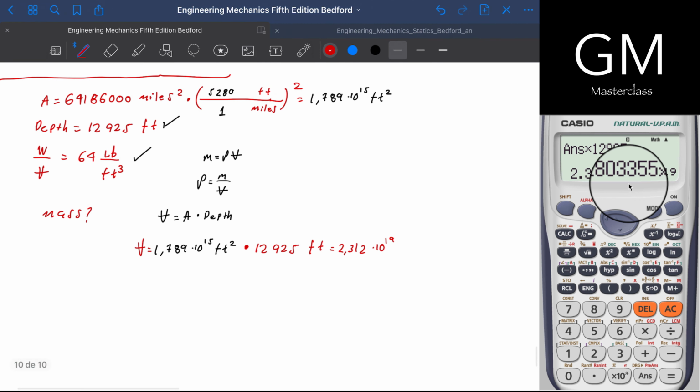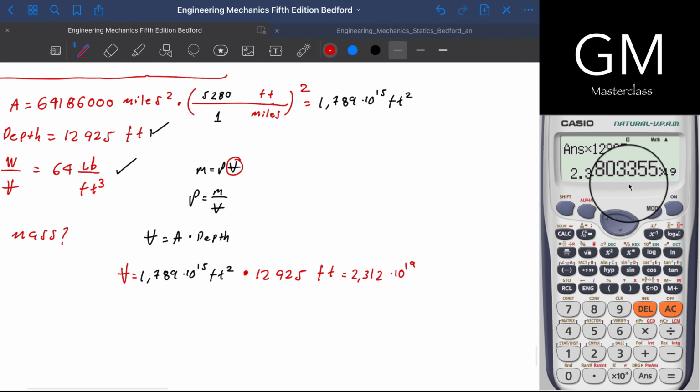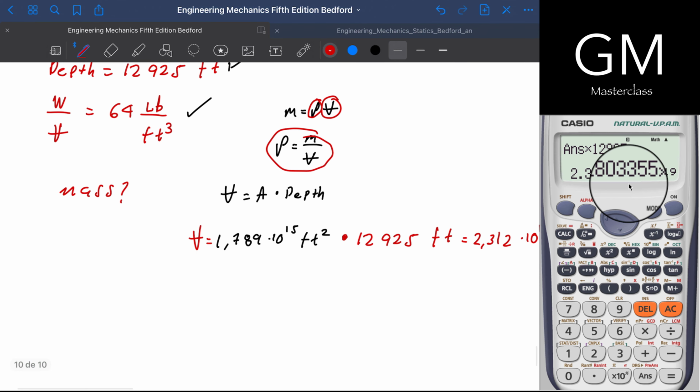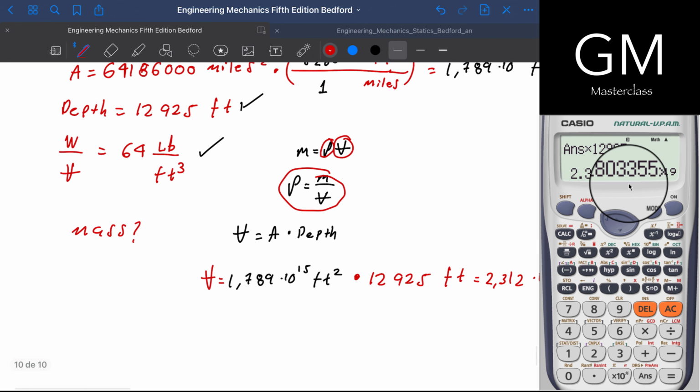Alright, I have this value. Now I gotta look for this one. A density, as I've just said, is equal to this. But it could be also analyzed by this value.